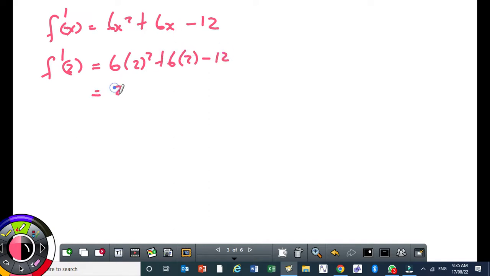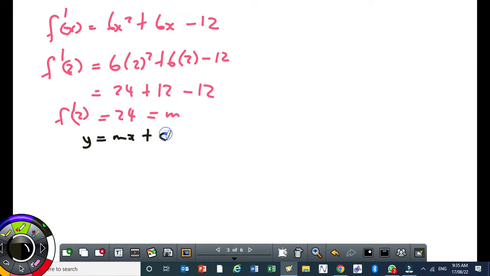So that will give us 24 plus 12 minus 12. You get what? 24. Now what this means is the gradient of the tangent is also what? 24. Are you following that? Remember, f prime is the first derivative, which is the same as what? Gradient.